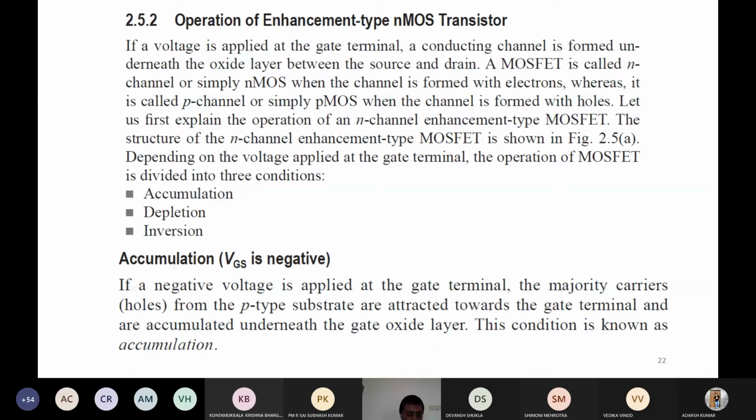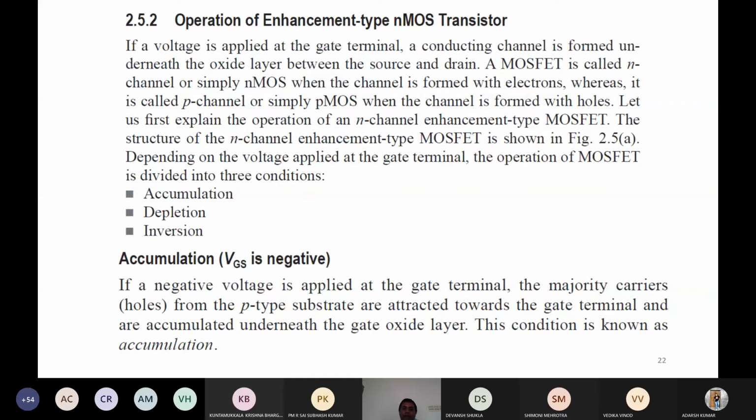So let us come to the operation part. Operation of the MOSFET: as we have already seen, the MOS capacitor also operates in 3 modes: accumulation, depletion, and inversion. So here also the MOSFET has a MOS capacitor. The additional layer is only the N plus source and N plus drain region, which is the additional feature, and that will create some current between drain and source, and that we'll see.